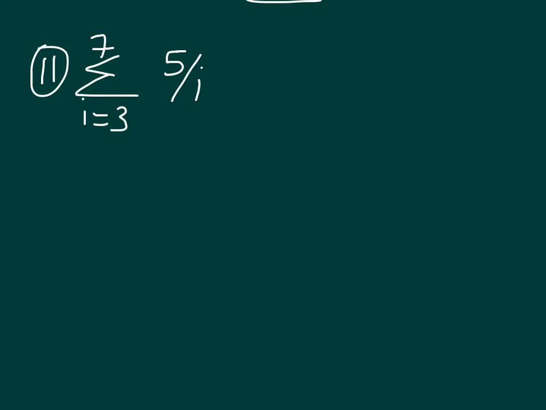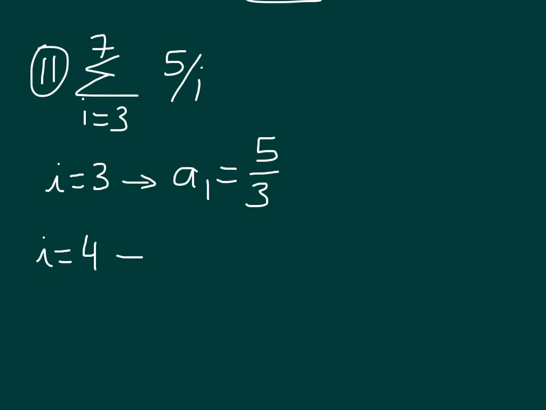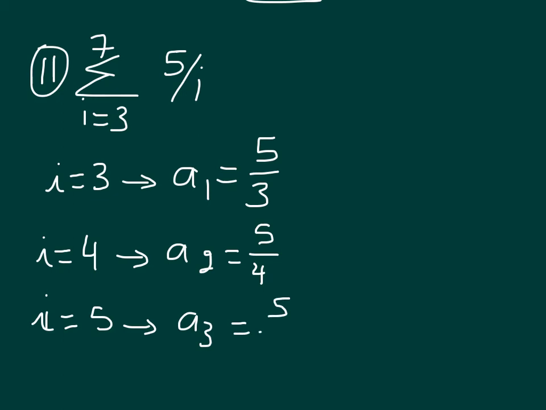Okay, number 11, you have this sigma notation where I goes from 3 to 7 of this particular rule 5 over I. That means when we start the counter, we're going to start it at 3 to get to the first term, and which is going to give us 5 over 3. To get to the next term, we're going to let I equal to 4. That gives us the second term, which is 5 over 4. Then the next one will be I equal to 5. And so that will give us the third term, which is 5 over 5, which is of course 1. Then we're going to go to I equal to 6, and that will give us term number 4, 5, 6.